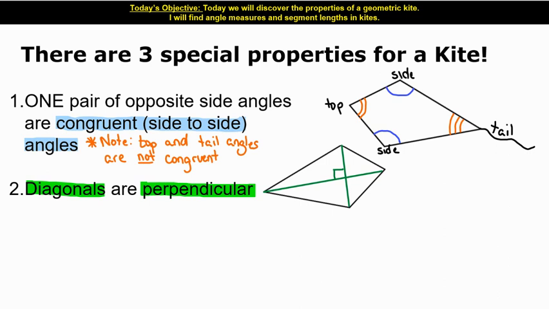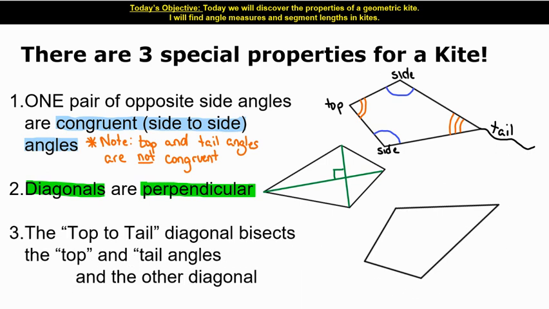And my last special property for a kite is that my top to tail diagonal bisects the top and tail angles and the other diagonal. So that top to tail diagonal bisects the top and the tail angles. So I'm going to label my top and my tail and draw in that diagonal. It's going to bisect that top angle into two congruent angles and the tail angle into two congruent angles.